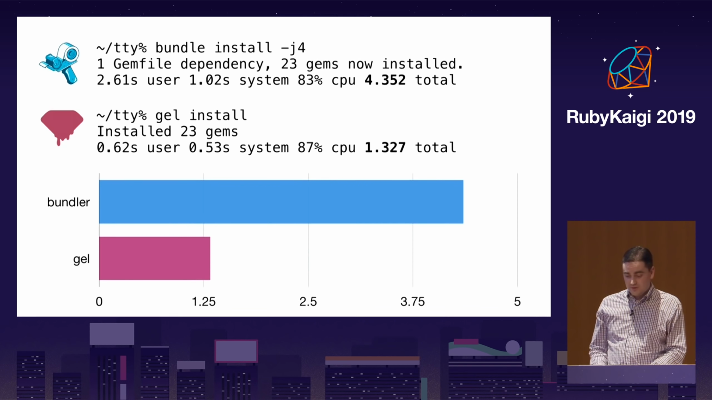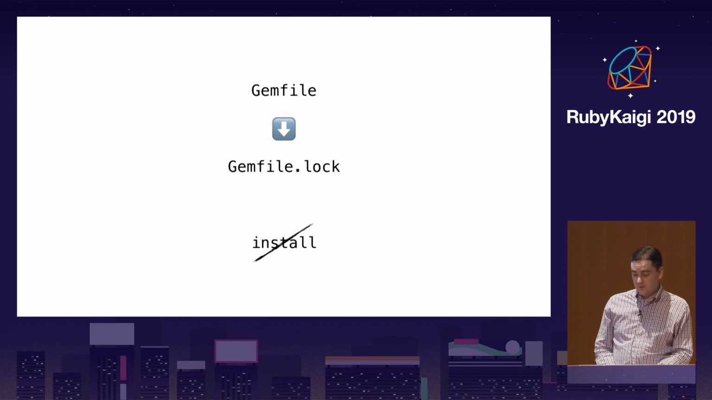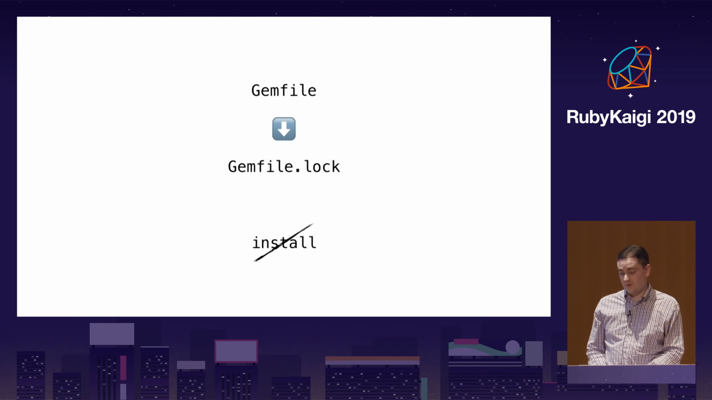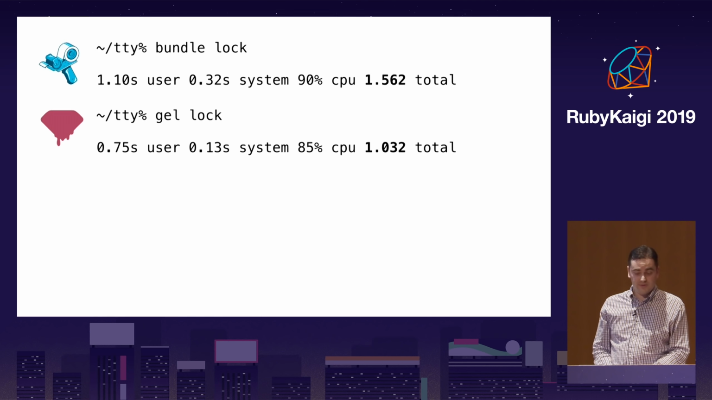The last action we'll measure is lock. Taking a Gemfile and choosing the right set of versions and dependencies that satisfy it and writing out the Gemfile.lock without the download and install steps. You probably don't run this much yourself, but here we want to measure it in isolation. We've already seen that the install step is faster on its own. For that same TTY Gemfile, bundle lock is 1.5 seconds. Gel lock is 1.0.